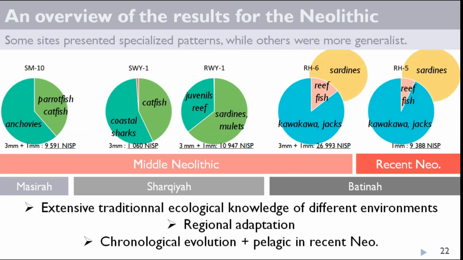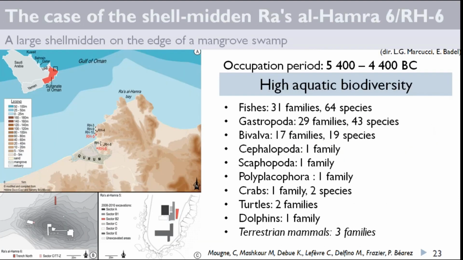And so what we can say about this general result is that the fishers from the Neolithic had an extensive traditional and ecological knowledge of the different environments and the different kinds of fish that they wanted to target. Also, what is visible at first sight when we look at the result is that there is some regional adaptation of the fishing practice. And one last thing that we can say is that a chronological evolution in the fishing practice is present through time.